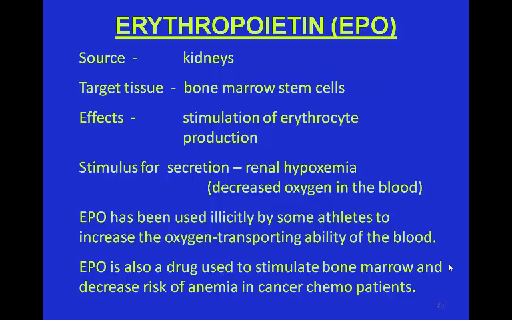Here's the stimulus for secretion of EPO. It's called renal hypoxemia. Renal means kidneys. Hypo is below. Ox is oxygen. So renal hypoxemia means a decreased oxygen level in the blood vessels of the kidney. So if you think about it, it kind of makes sense, because the oxygen pressure or content of the blood drops below normal. The hormone is released. It causes the bone marrow to make more red blood cells so that more oxygen can be carried by the blood.